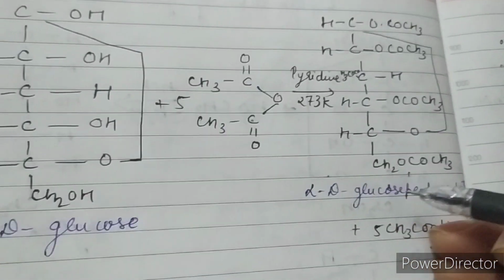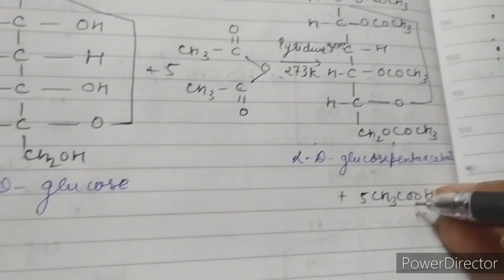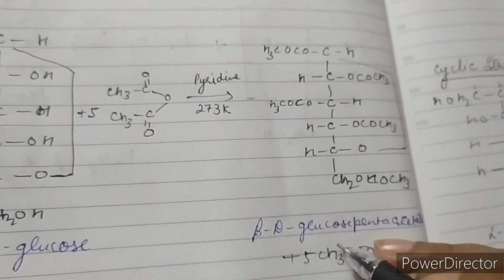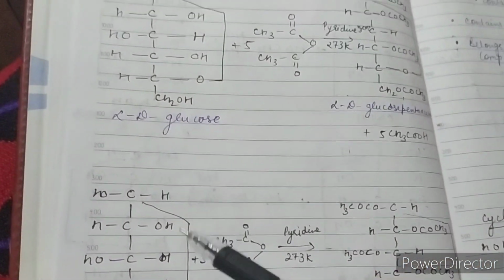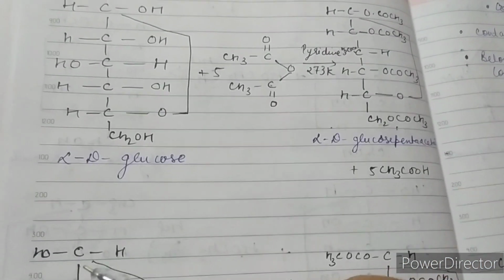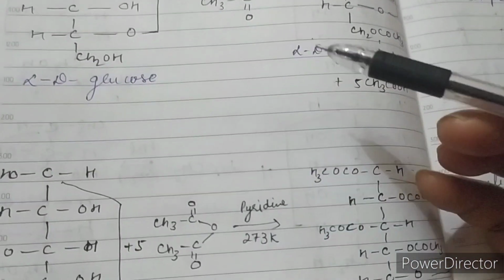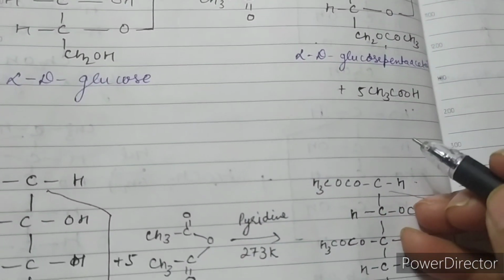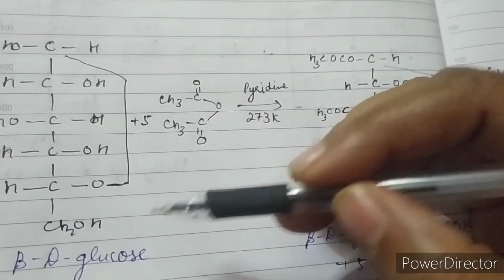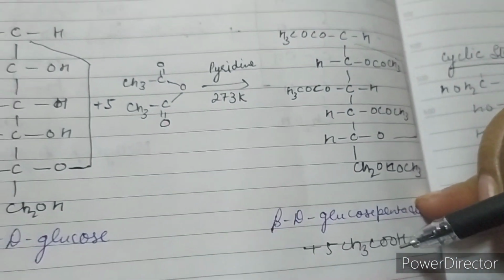Pentaacetate has been formed. This is alpha D glucose pentaacetate, and this is beta D glucose pentaacetate. Only the difference is in the arrangement of H and OH group at C1 carbon atom, and the rest is same. So alpha D glucose will give you alpha D glucose pentaacetate, and beta D glucose will give you beta D glucose pentaacetate.